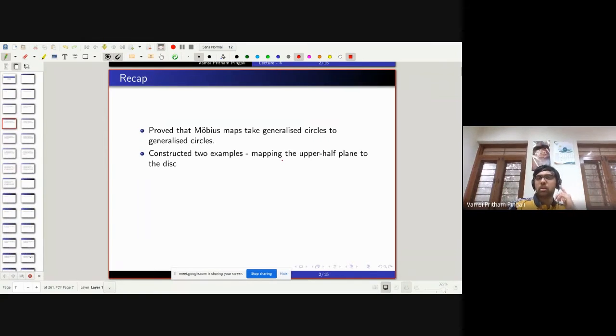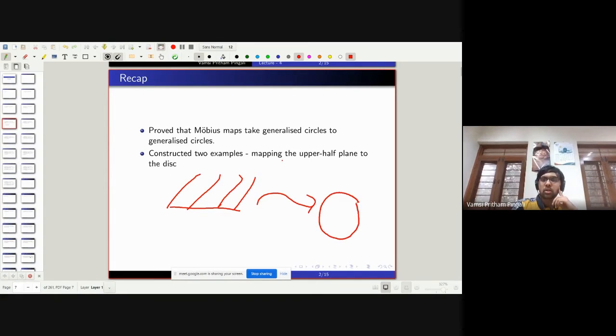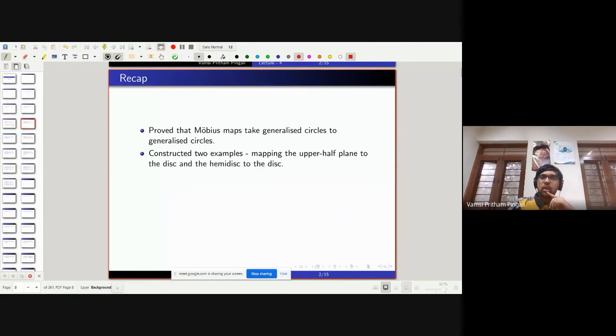So the thing is, we mapped the upper half plane to the unit disk using a Mobius map. So we first mapped this to the circle. We made sure that at least one point here went to a point here, and therefore that did the job. We did something more complicated. We took this hemi-disk and mapped it to this disk.